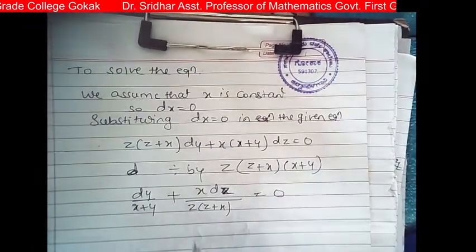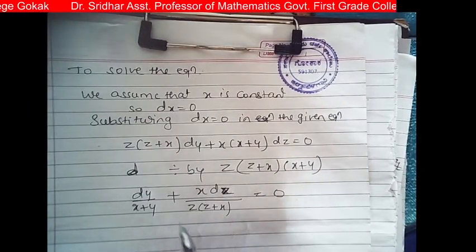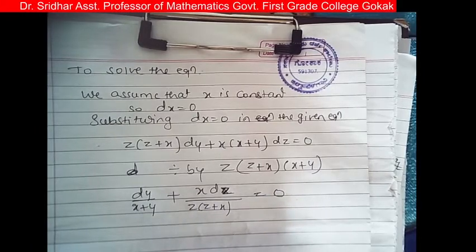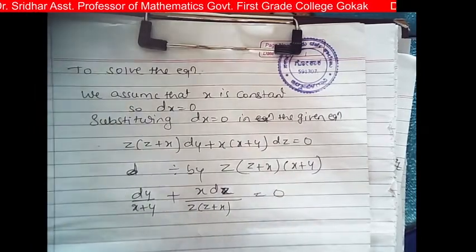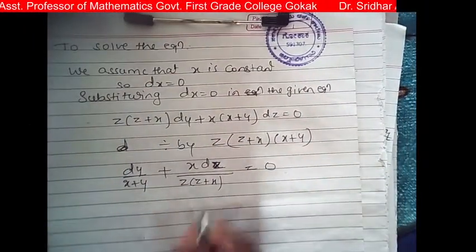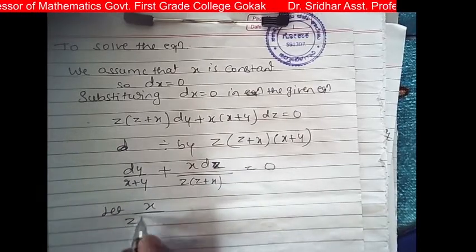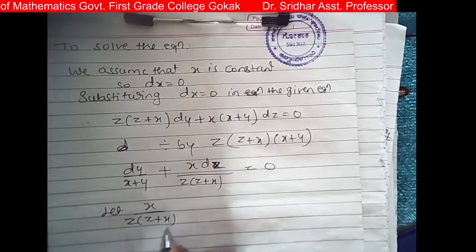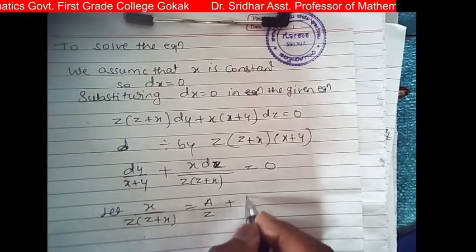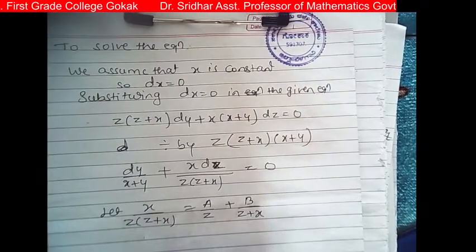Okay. So now we have to split this term. So either we can apply partial fraction method. Okay, and then the partial fraction method means what? So here we assume that let x divided by z into (z plus x) is equal to a divided by z, then plus b divided by (z plus x), we assume, correct?